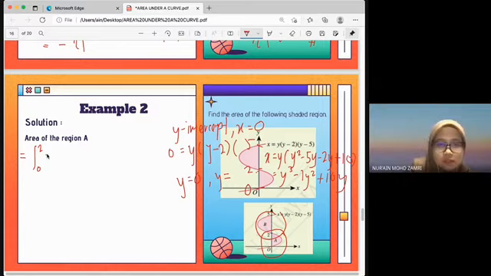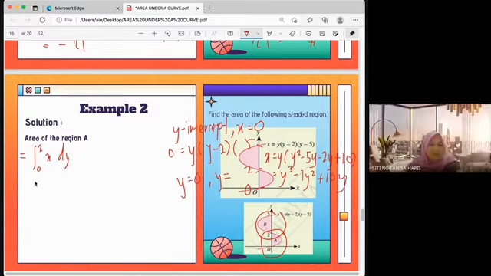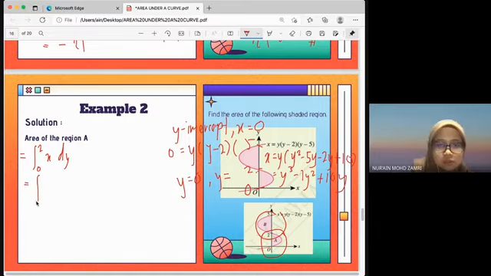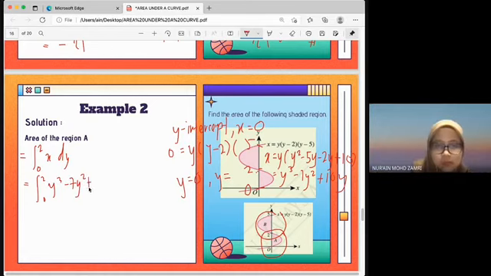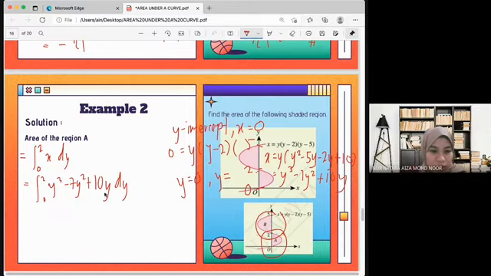Function of x with respect to y, dy, and then you just substitute the functions of x. We will get y cubed minus 7y squared plus 10y, dy, with respect to y.